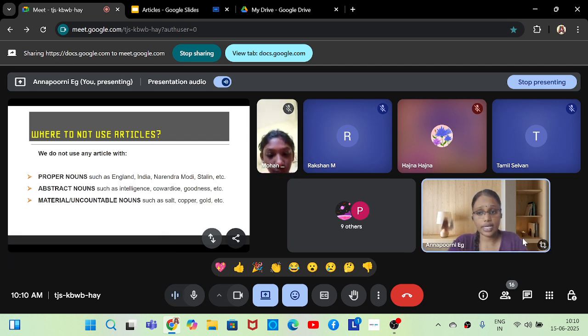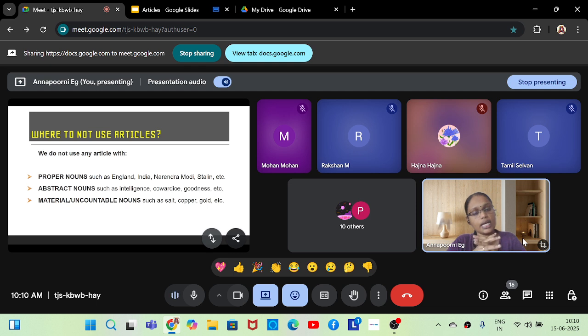Okay. Now finally coming to material or uncountable nouns. Material nouns and uncountable nouns are both the same. Common nouns are always countable nouns. Any common noun is a countable noun. Common nouns are very commonly used things. As the name itself tells, common nouns are those that we use in our everyday life. Can you give an example? Can somebody give an example for common nouns?